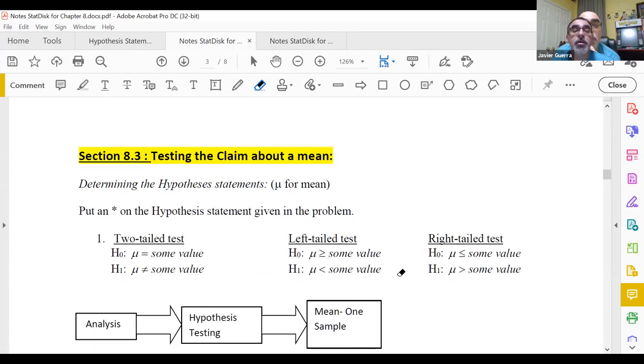Okay, good. All right, let me go back to my notes. So we use different variables. Variables used in our hypothesis statements.